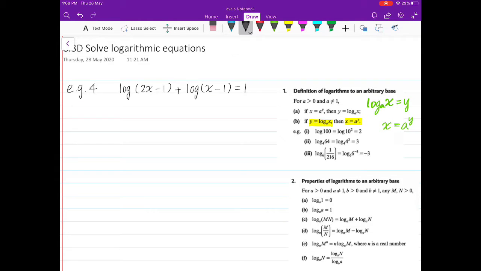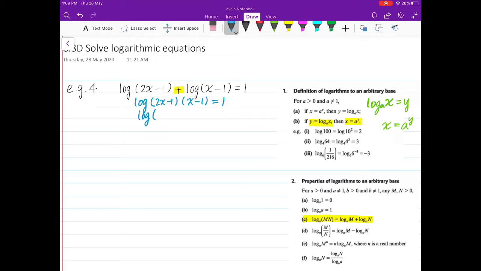Okay, here is the solution of example 4. Log(2x minus 1) plus log(x minus 1) equal to 1. So first of all, when we see the plus, we can use the properties of logarithm here to turn 2x minus 1 and x minus 1 into multiplication.